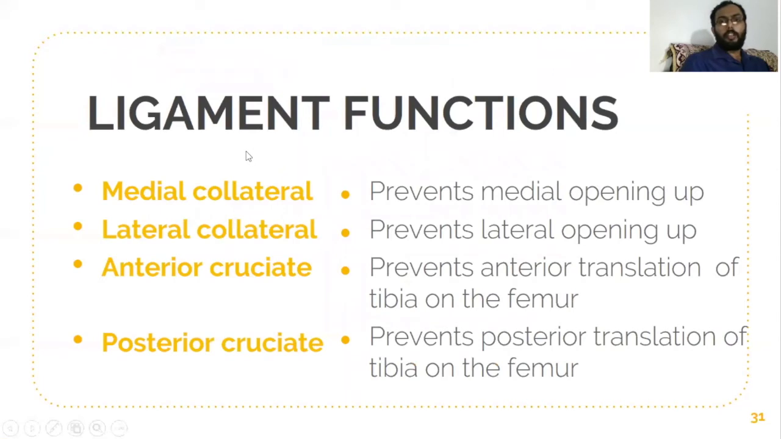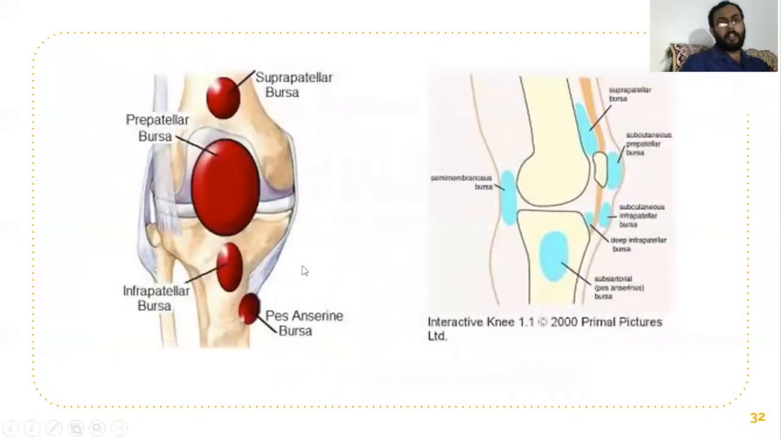These are the functions of the ligaments. Medial collateral ligament prevents medial opening up, LCL prevents lateral opening up, ACL prevents anterior translation of the tibia, and PCL prevents posterior translation of the tibia on the femur. Each ligament has a primary function and a secondary function.